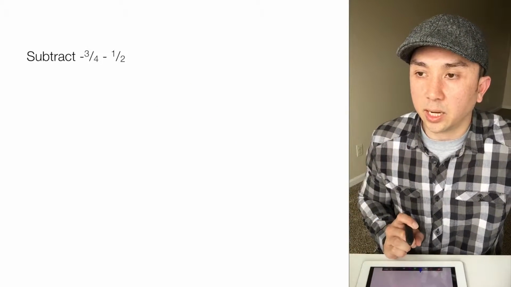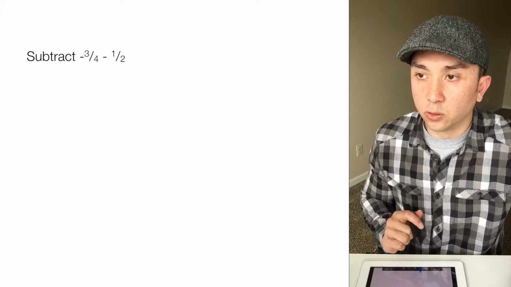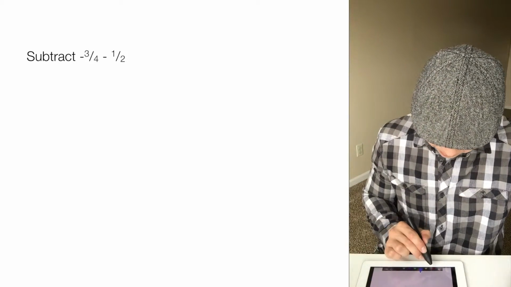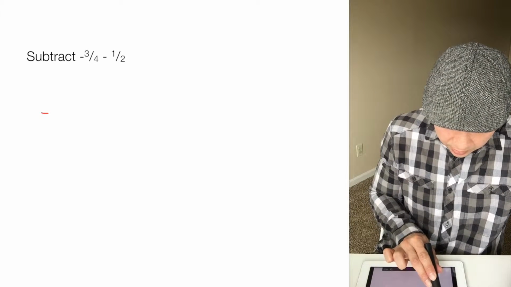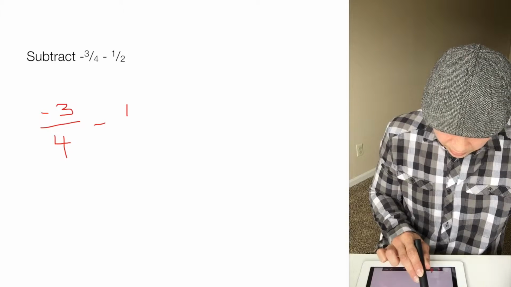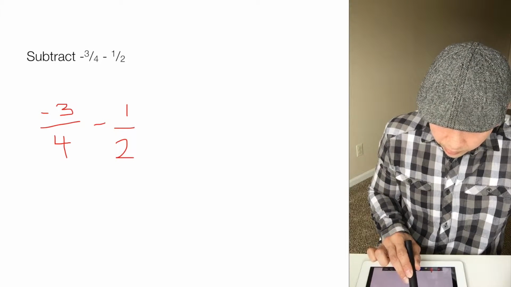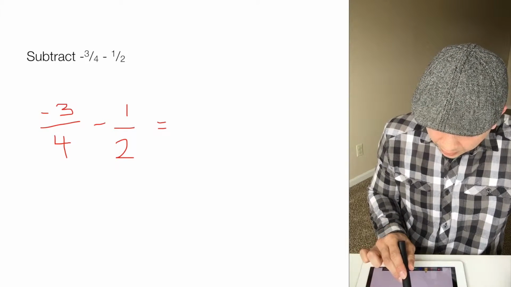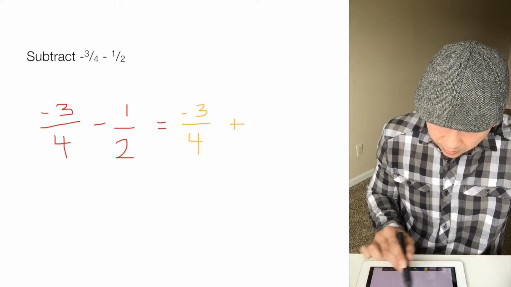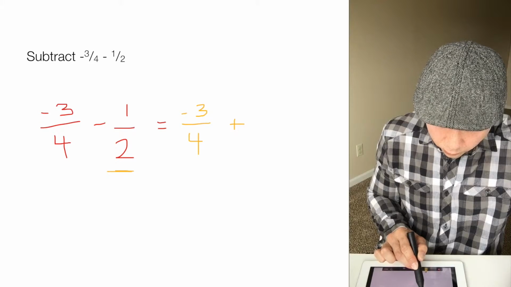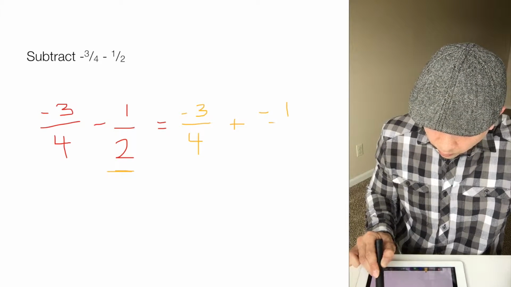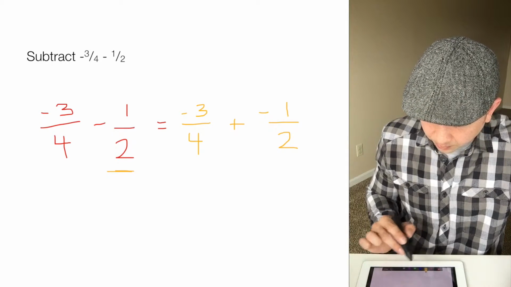So now let's subtract negative 3/4 minus 1/2. So we have negative 3/4 minus 1/2. So now we can rewrite this as negative 3/4 plus the additive inverse of 1/2, which is negative 1/2.